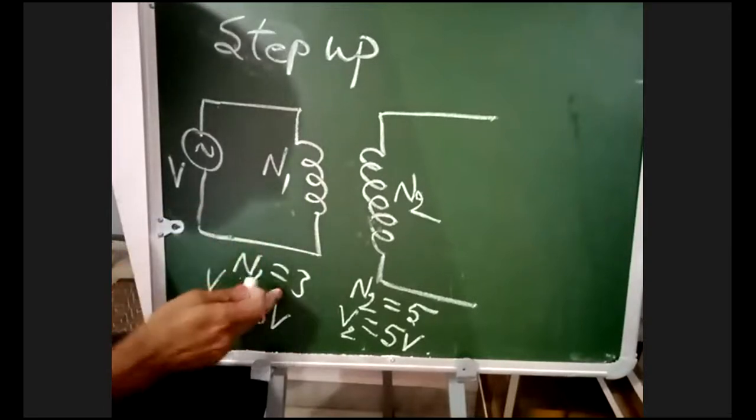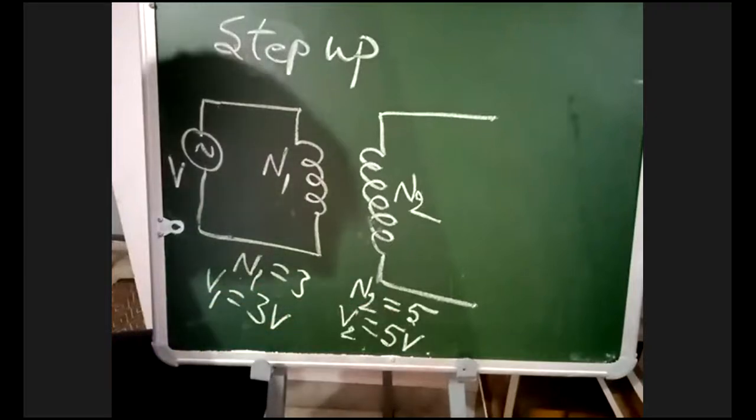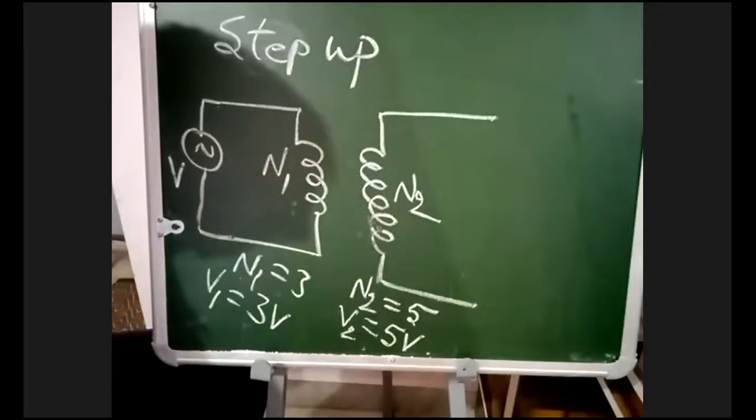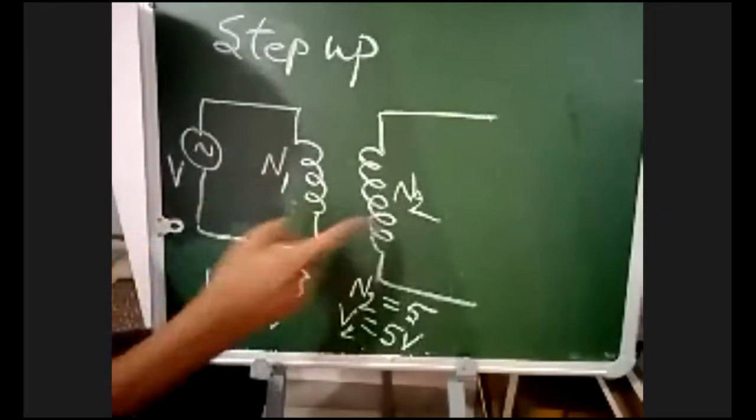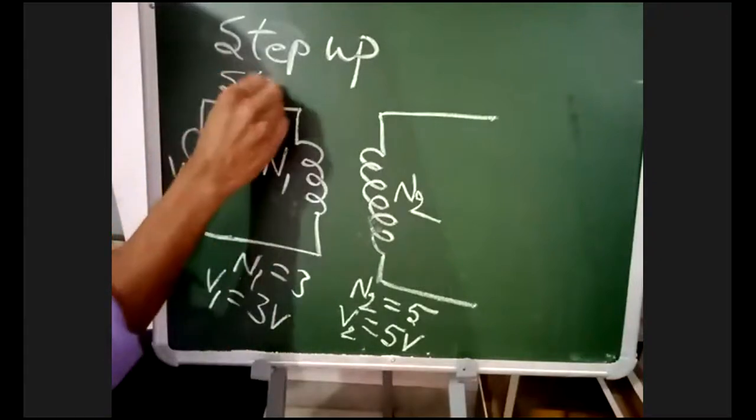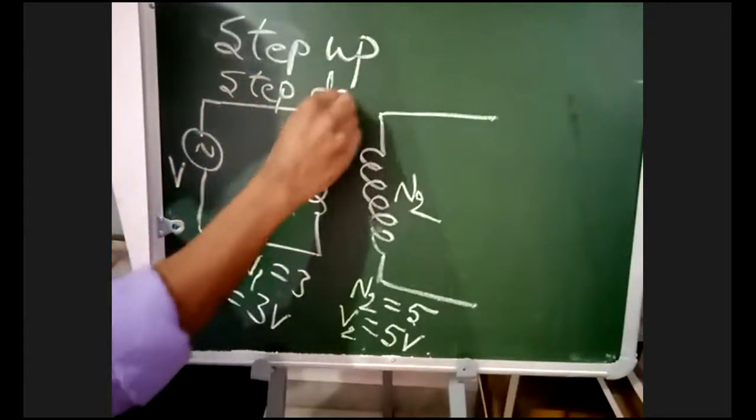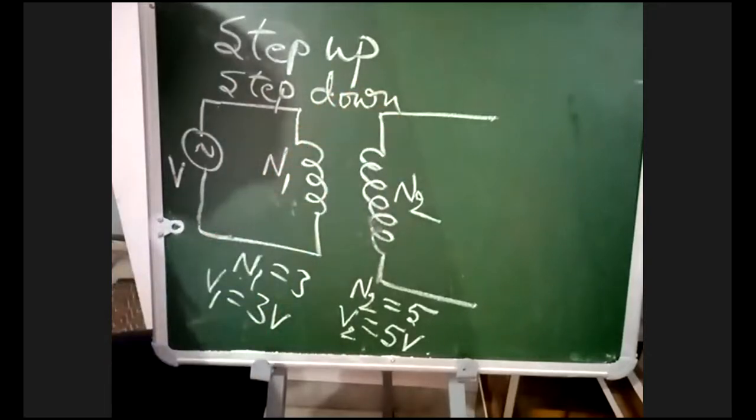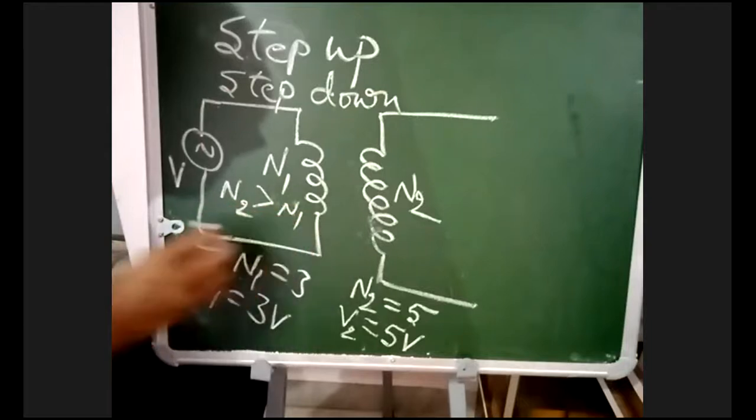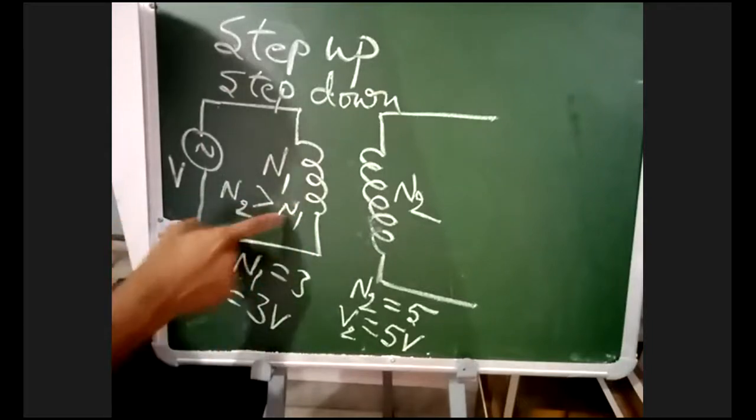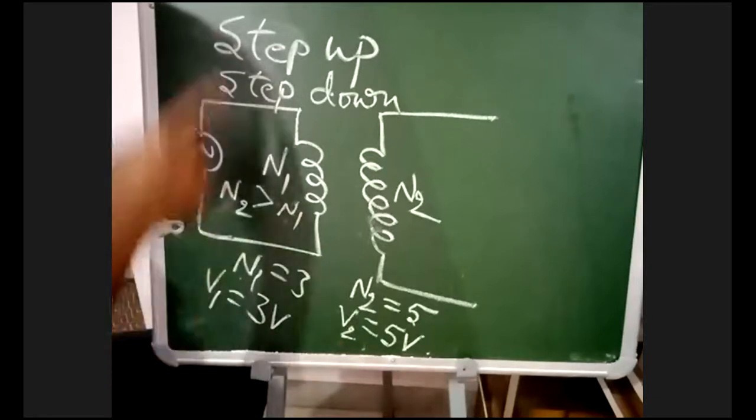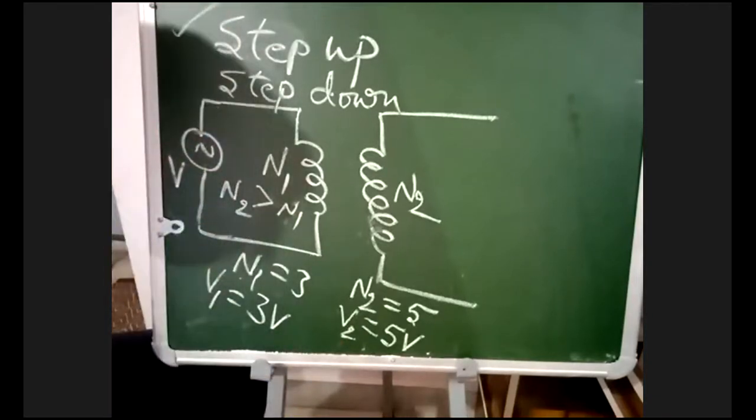Suppose N1 is equal to 5 and N2 is equal to 3, what is the transformer called? If you reverse the turns, here I will take 5 turns, here I will take 3 turns. Then what is this transformer? If N2 is greater than N1, your secondary voltage is greater than the primary voltage. V2 greater than V1. This is called a step-up transformer.